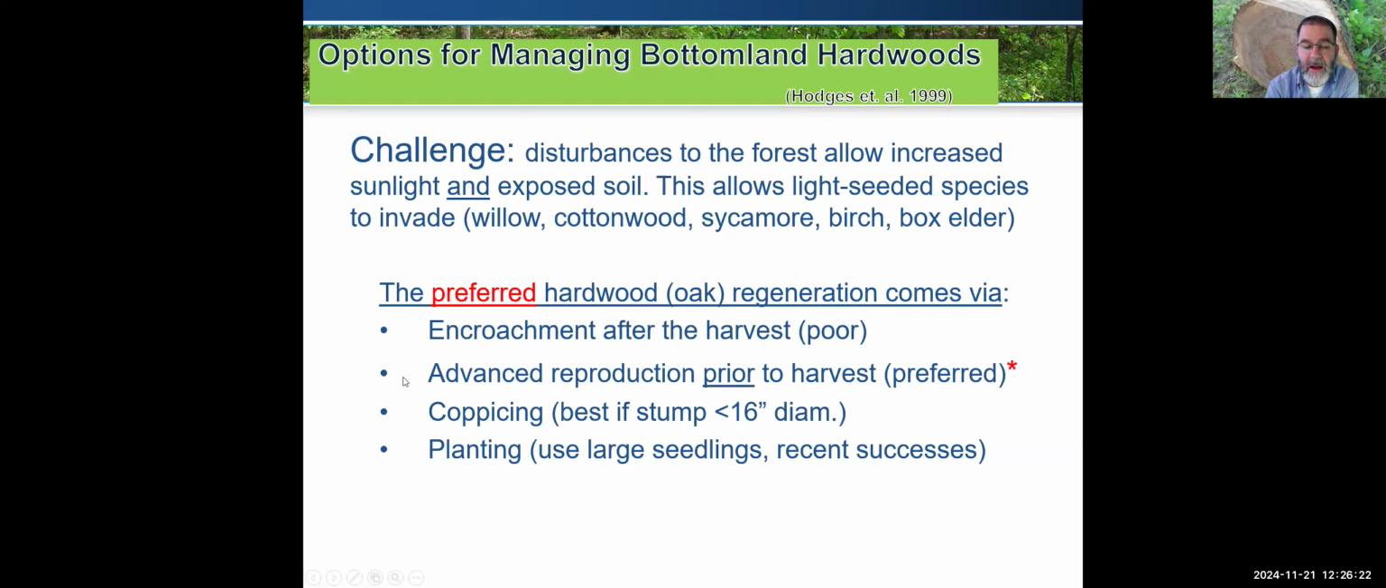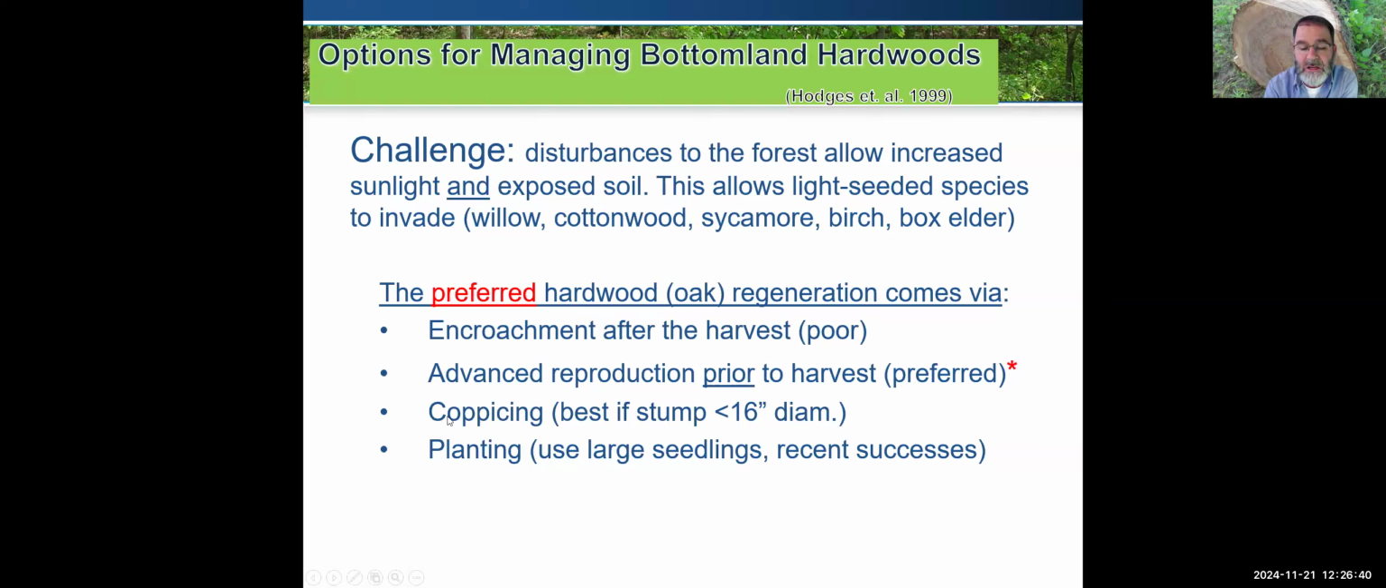Instead, what we prefer to have, this second bullet, is advanced reproduction. In other words, we want the oaks already there, the seedlings already there, and the taller the better. 4 feet or better is preferred prior to the harvest. That's what's preferred. The third method then is after the harvest.